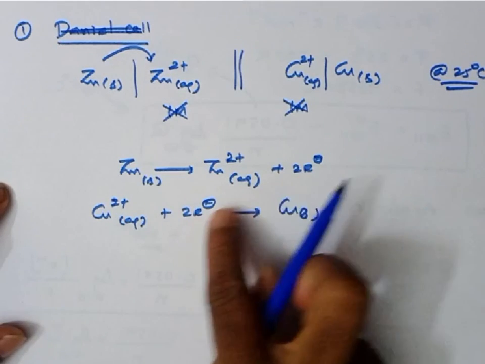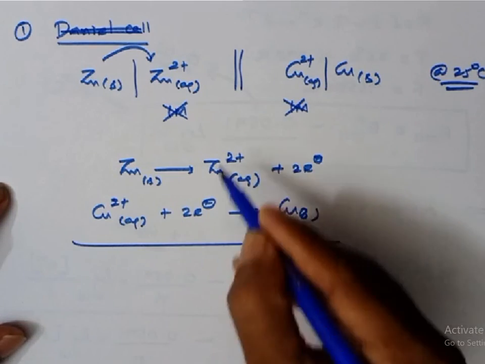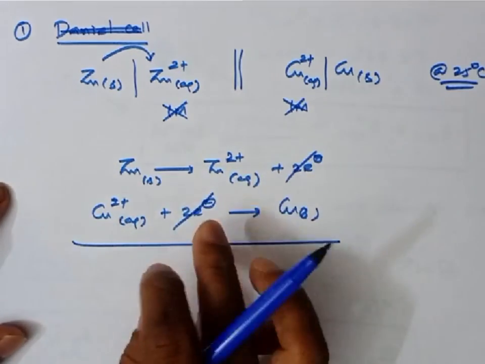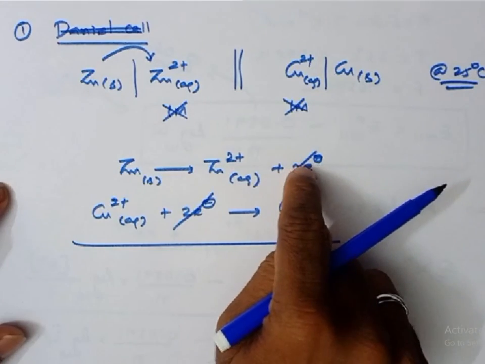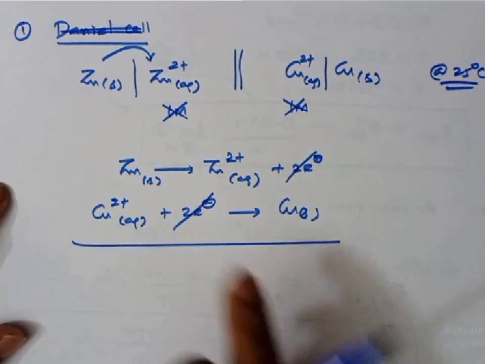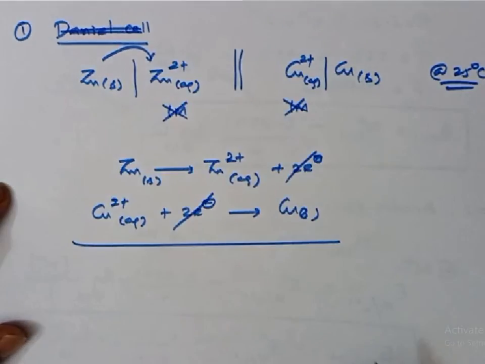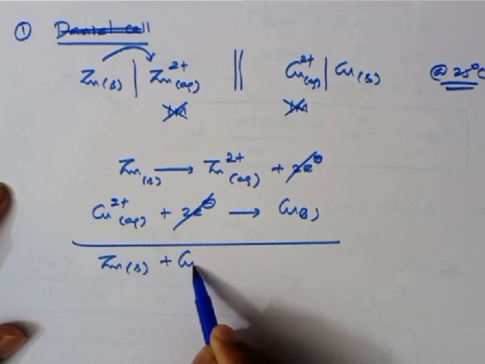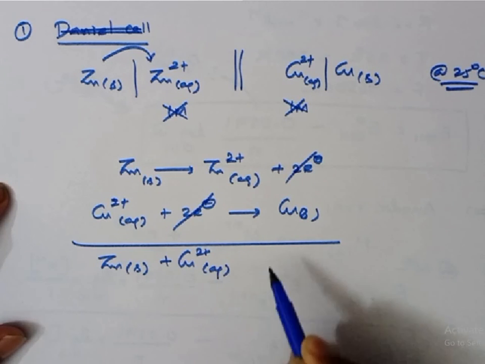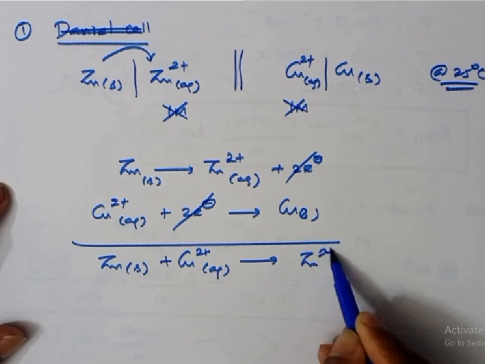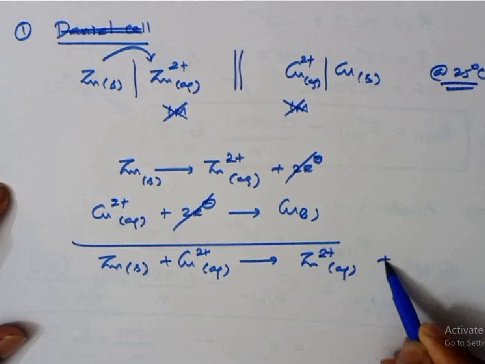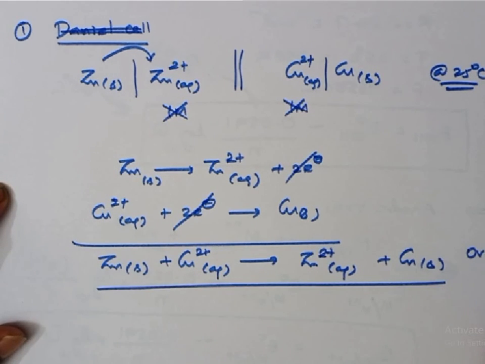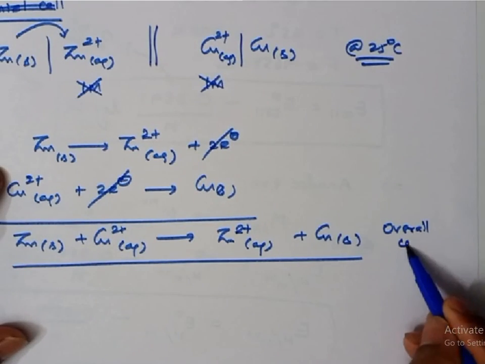See, the number of electrons is the same, so you can add them. What is the number of electrons transferring in the overall reaction? The number of electrons transferring is 2. Two electrons are transferred from here to here, that's the meaning. So what's the overall reaction? Zinc solid plus Cu2+ aqueous giving Zn2+ aqueous plus copper solid. So this is the overall cell reaction.